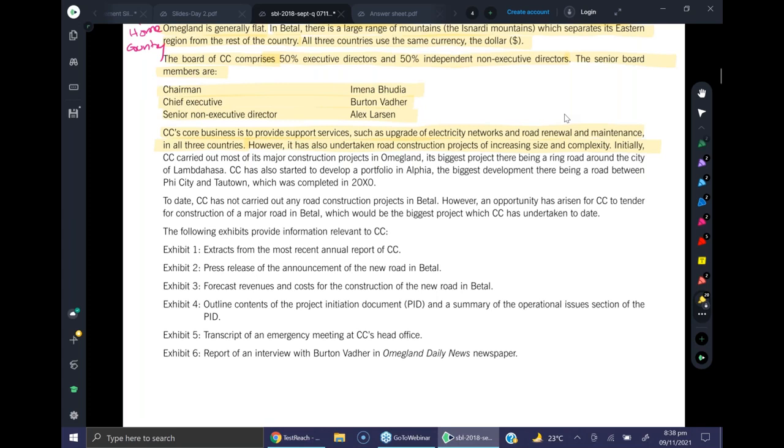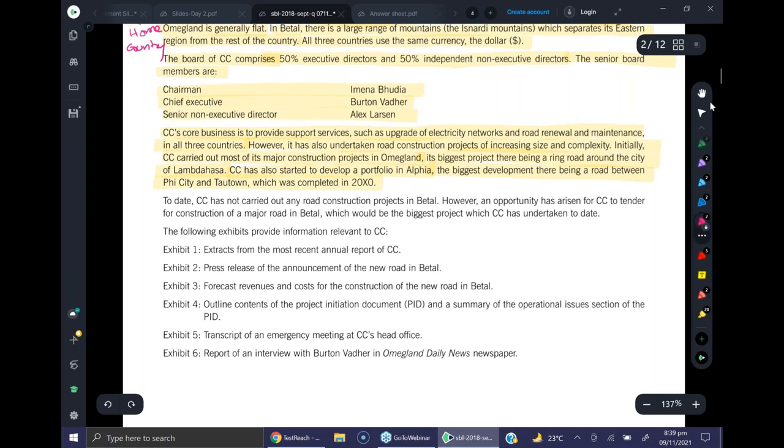Further, it says initially CC carried out most of its major construction projects in Omegland. Its biggest project there being a ring road around the city of Lamdasha. So they're telling you about the company's current work and how they are performing, if they are growing or not, etc. So just to make you familiar with the business environment. Okay, CC also has started to develop a portfolio in Elfia. The biggest development there being a ring road between Fee City and Tow Town, which was completed in 20X0.